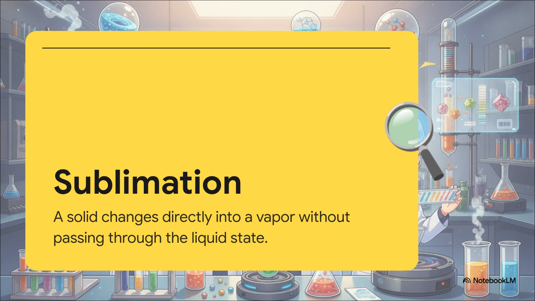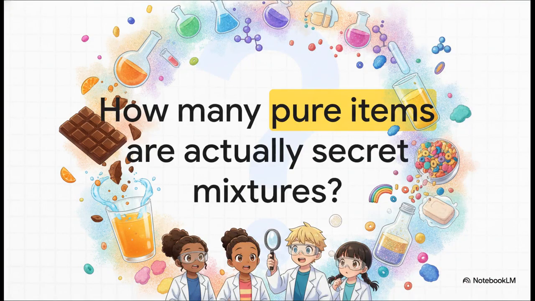This is where solid substances, like camphor, skip the liquid phase completely. You heat them up, and they transform directly from a solid straight into a vapor. No melting required. So, as we wrap up today's explainer, I want to leave you with a quick thought to spark your inner scientist.